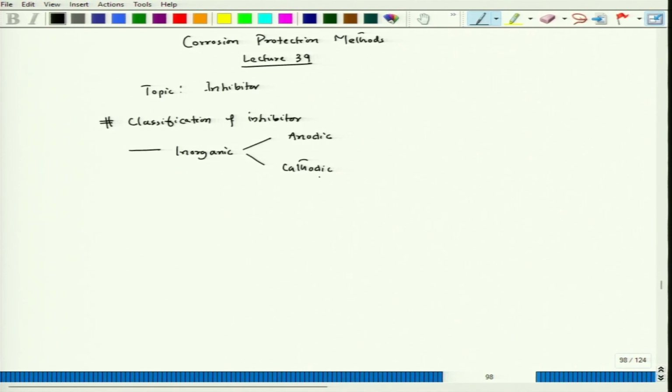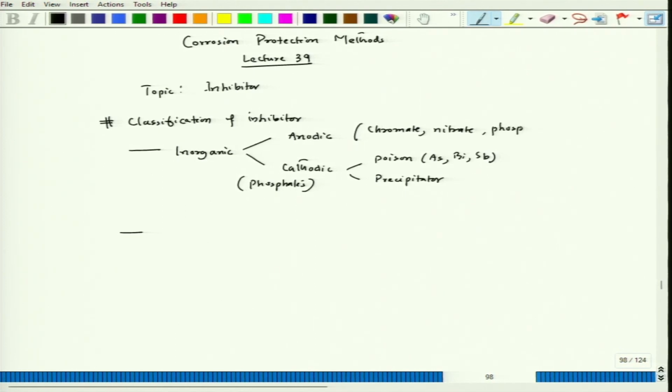And within the cathodic we can have some sub segments, like one is poison, like arsenic, bismuth or tin, and there could be something called precipitator. Broadly they are mainly basically phosphates. Now in case of inorganic anodic, we can think of some examples like chromate, nitrate, phosphate, or there could be molybdate, etc.